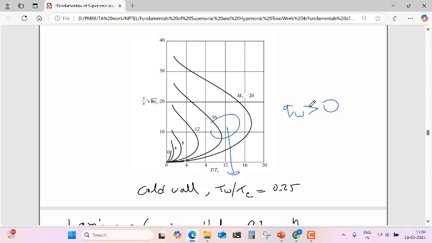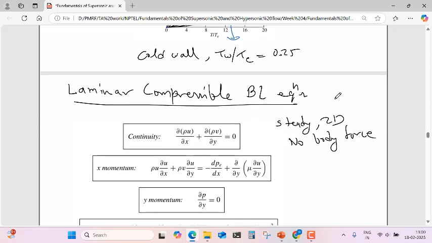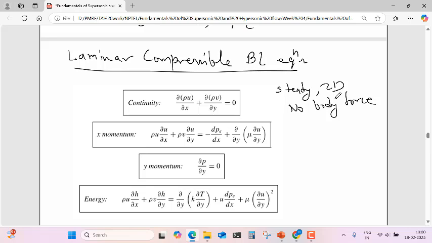Okay, no question. Then I will discuss some of the theories which were taught in the class. First we'll see the laminar compressible boundary layer. This is given for steady 2D flow, and no body force was considered.